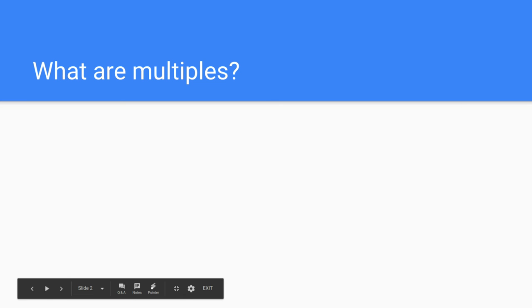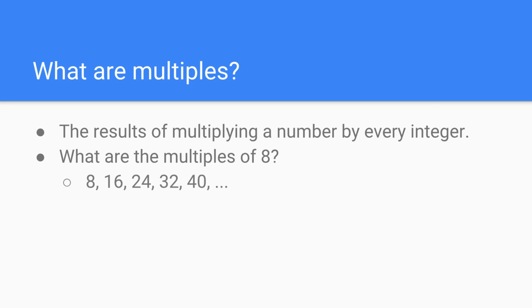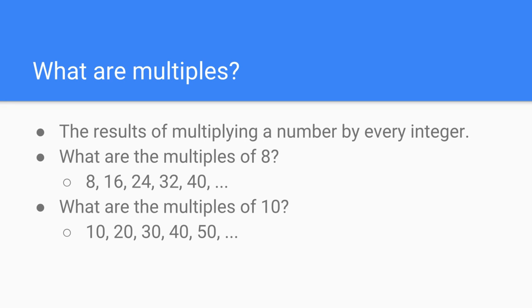So when we think back to yesterday, what are multiples? Our definition was the results of multiplying a number by every integer. So when we think about an example of this, we want to list multiples of 8. Well, the multiples of 8: 8 times 1 is 8, 8 times 2 is 16, 8 times 3 is 24, 8 times 4 is 32, and so on. Another example, which is a little bit easier for people, are the multiples of 10. So 10 times 1 is 10, 10 times 2 is 20, 10 times 3 is 30, and so on.